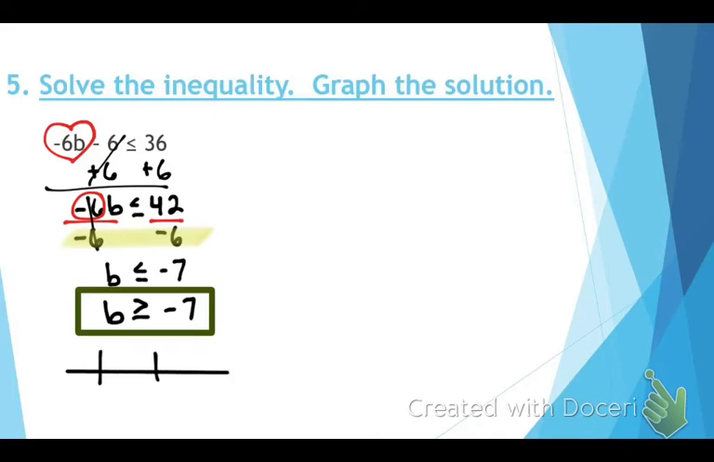Let's put the numbers on here. What number goes in the center? What's one smaller? One bigger. Open or closed? That is a closed circle. How come? Because it is equal to -7. That could be a solution. All solutions are greater than, so my arrow should go to the right.